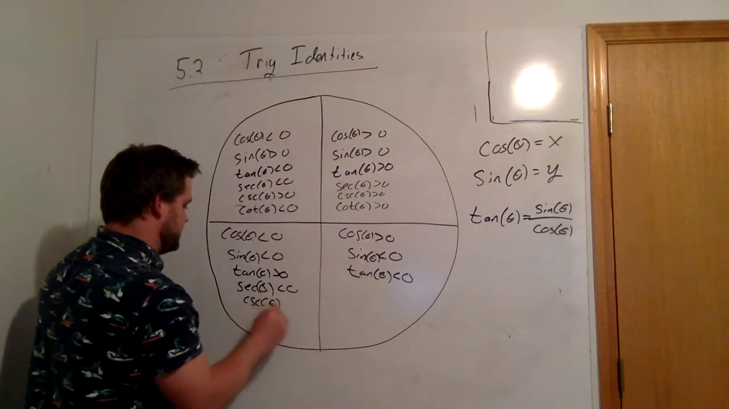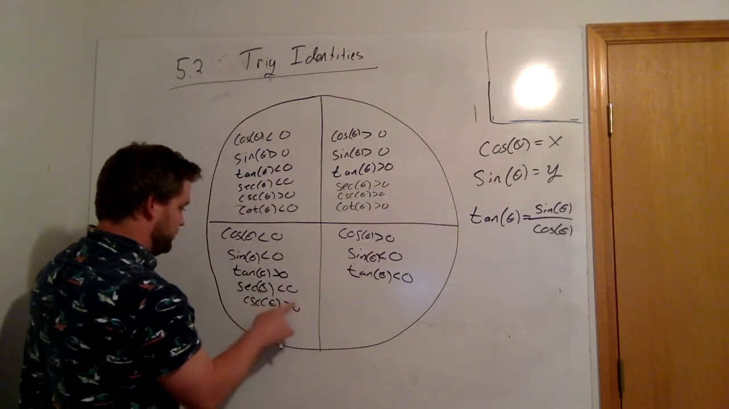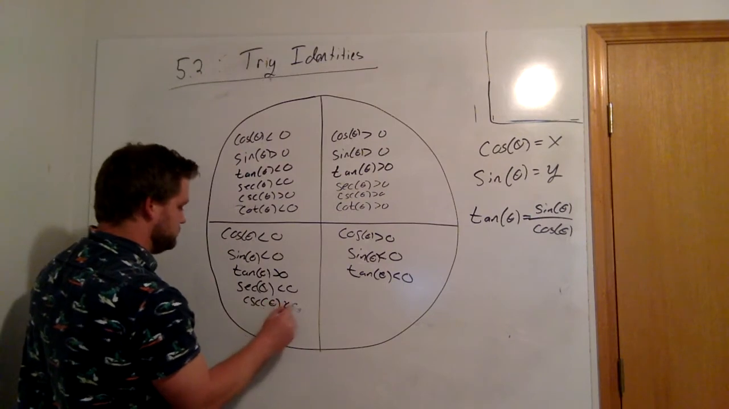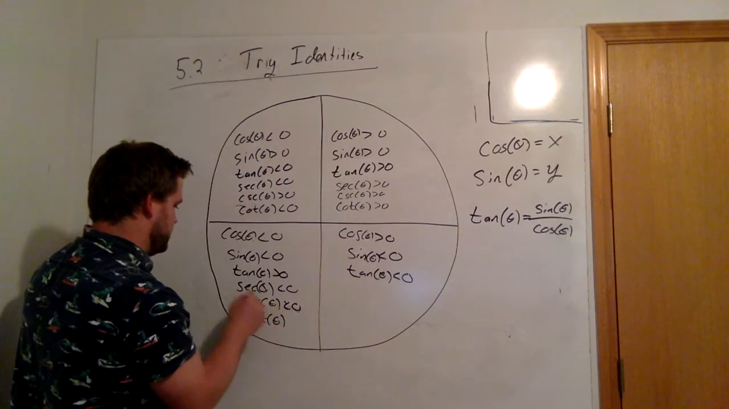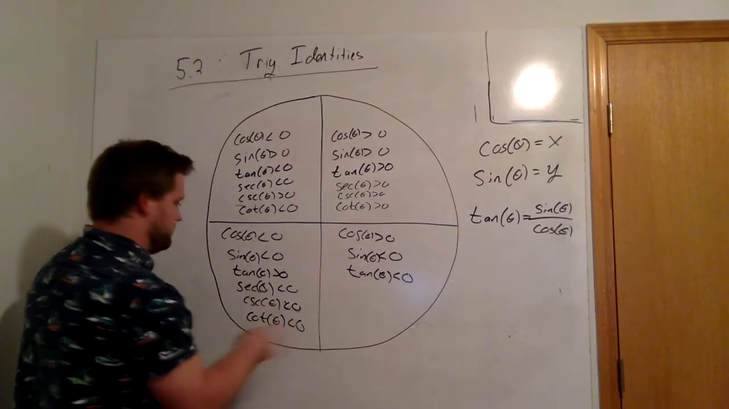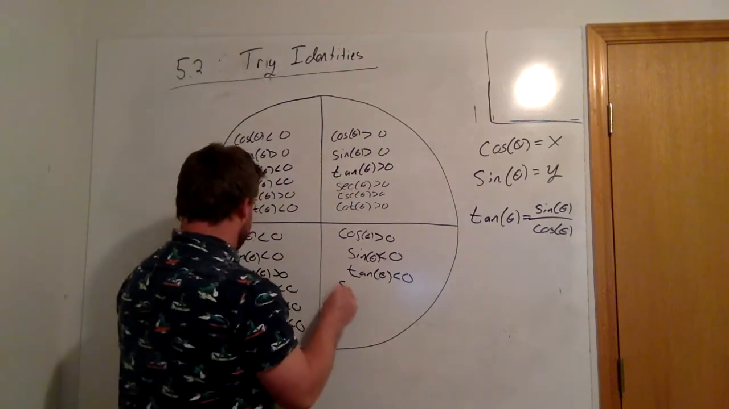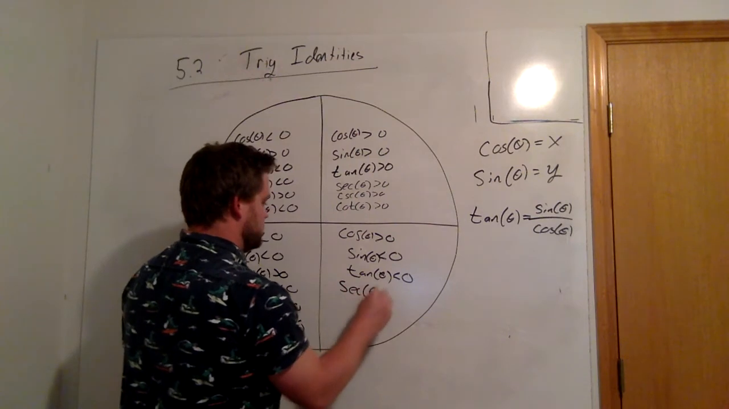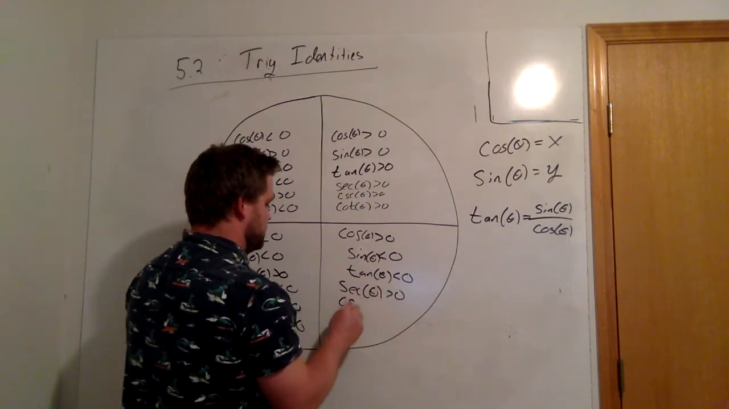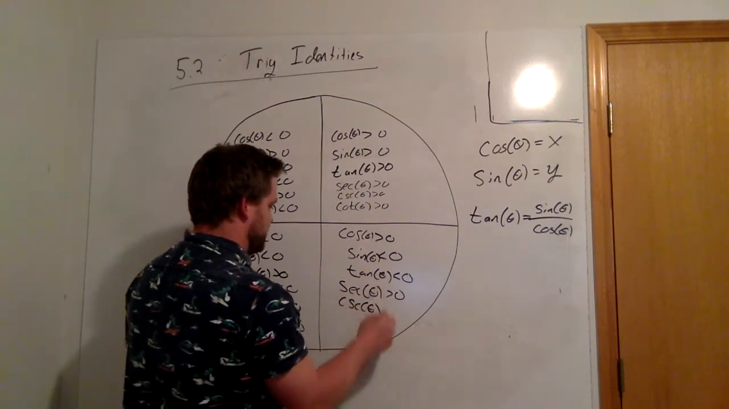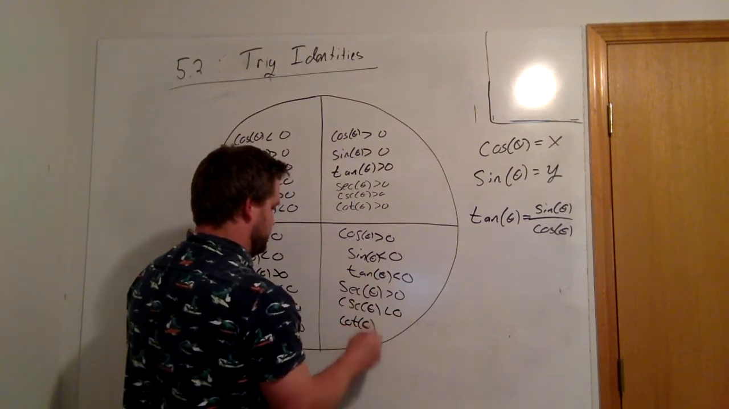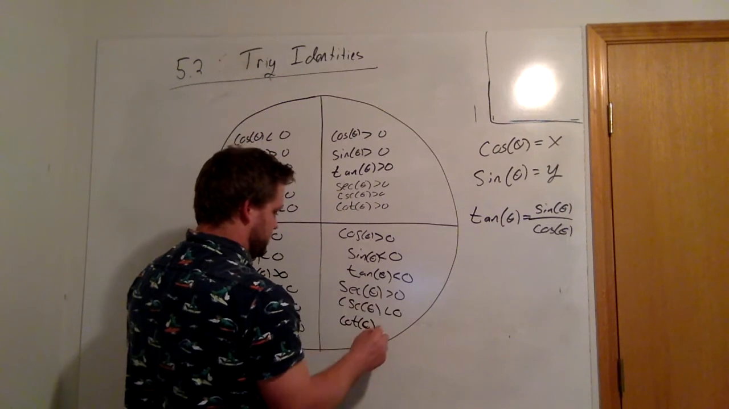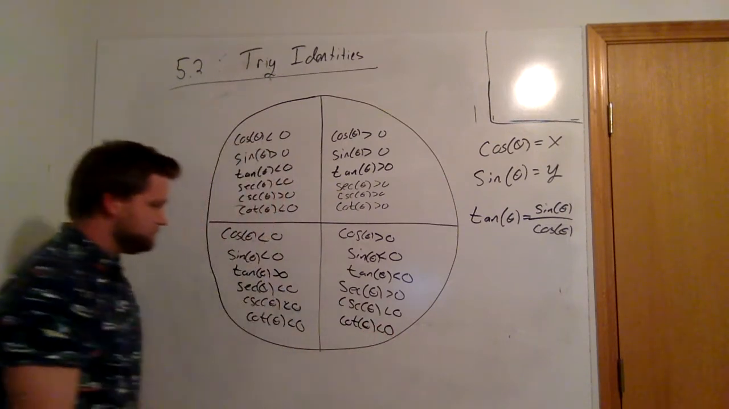Again, over here, secant of theta will be negative. Cosecant of theta will also be negative. And cotangent of theta will also be negative. Over here, secant of theta would be positive. Cosecant of theta will be negative, and cotangent of theta will also be negative.